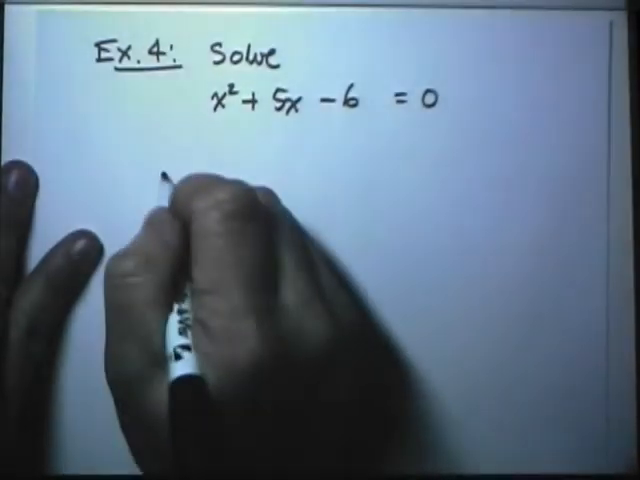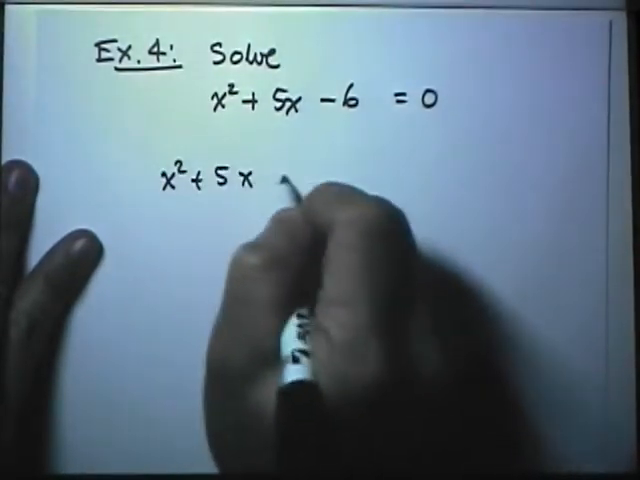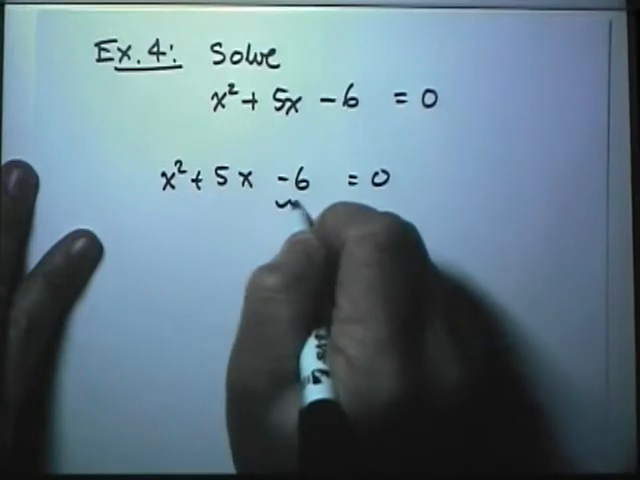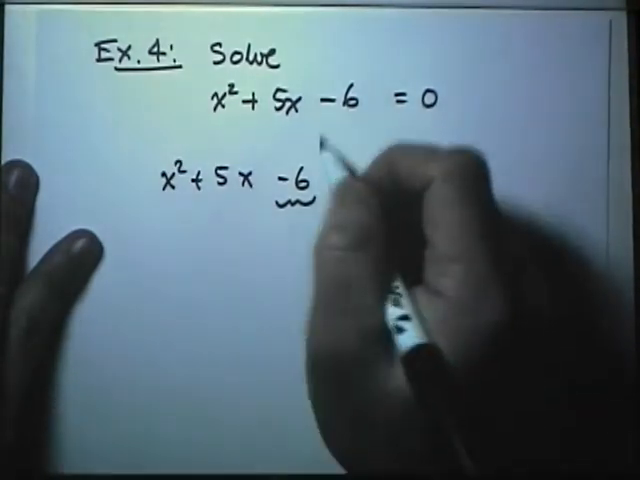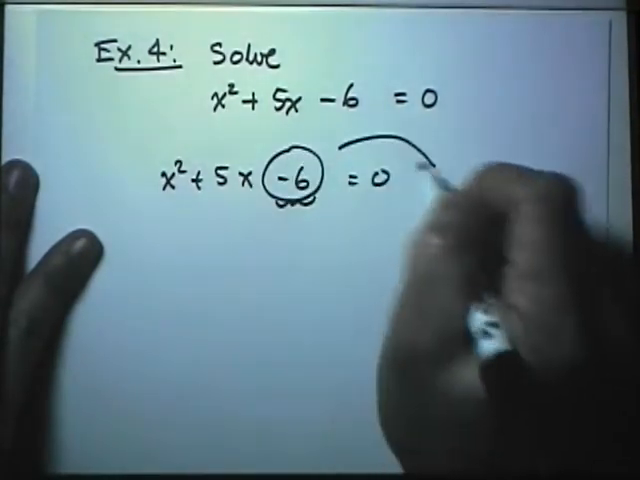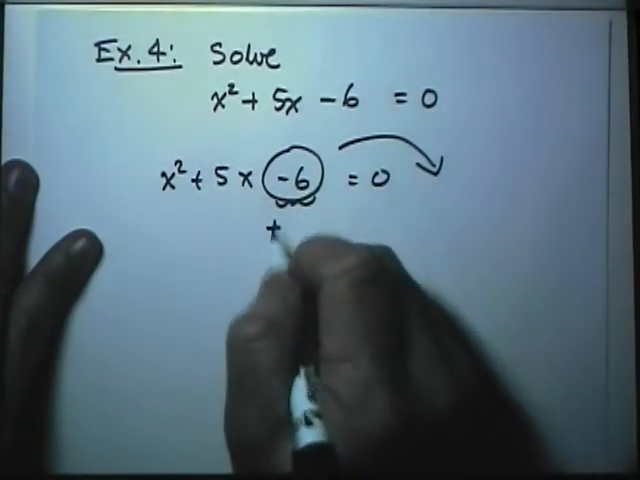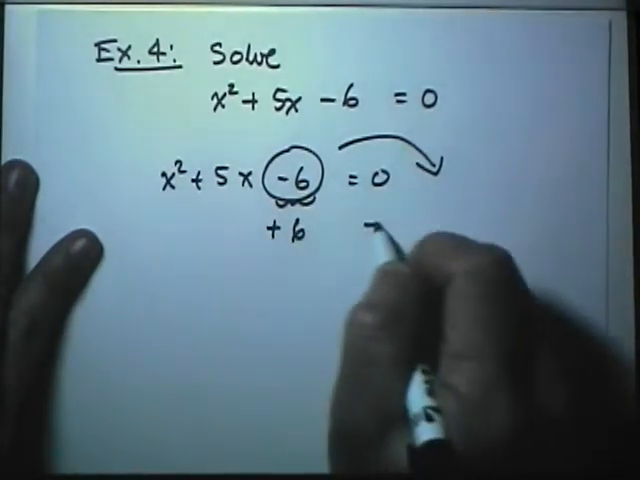So in my equation x squared plus 5x minus 6 equals 0, the c term is minus 6. I want to bring my c term to the right side. So what I need to do this time is add 6 to both sides.